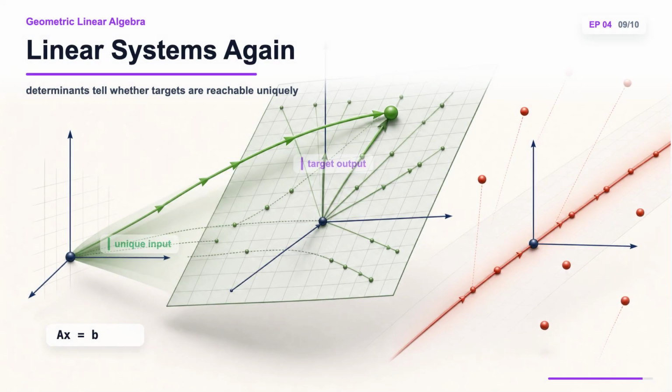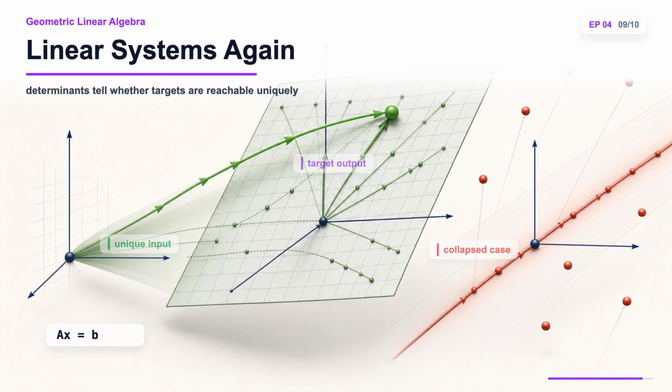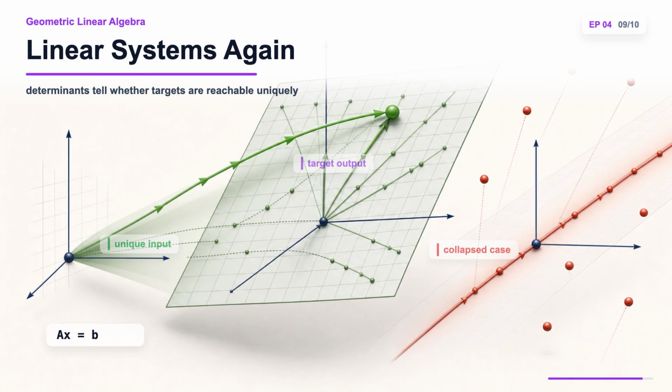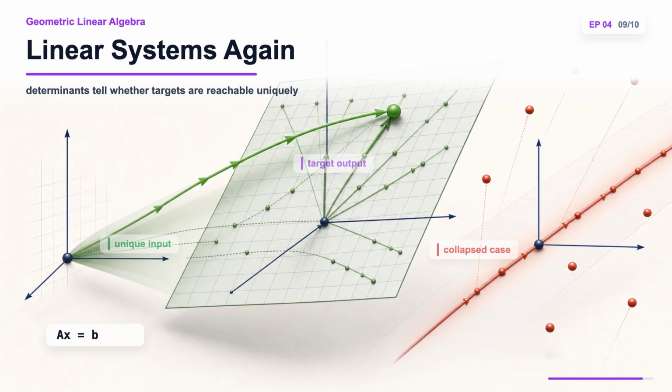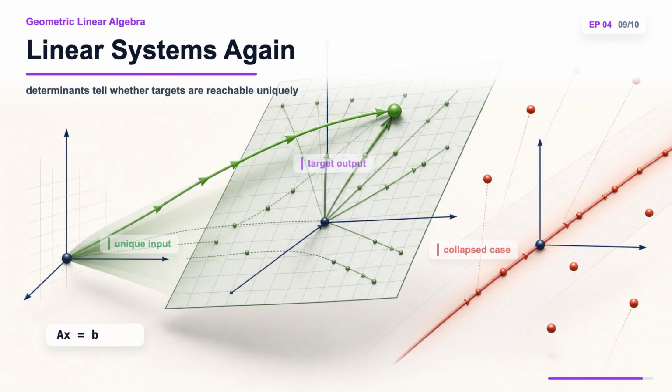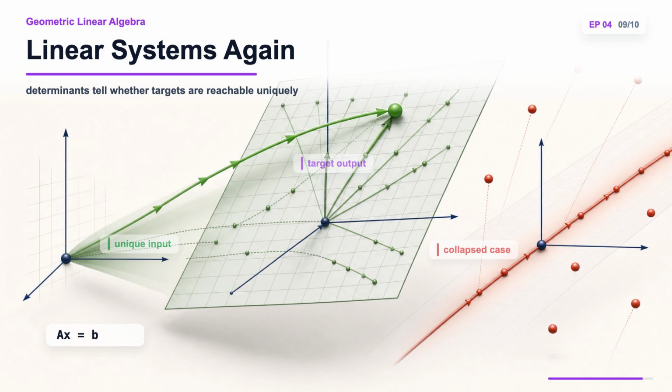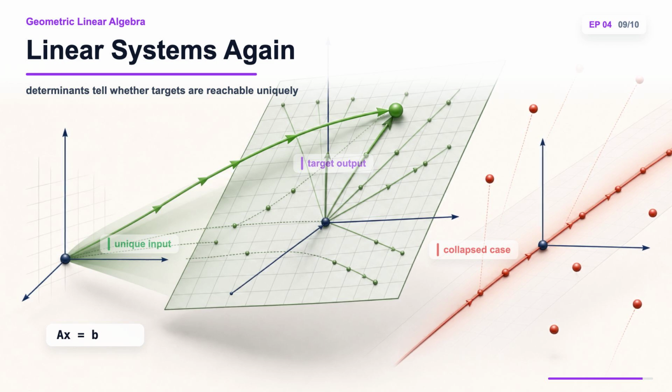Now return to the equation Ax equals b. If the determinant of A is non-zero, the transformation does not collapse space. Every output target has exactly one input that reaches it. But if the determinant is 0, the output space has been flattened. Some targets are no longer reachable at all. Other targets may be reached by many different inputs. That is why determinants appear in discussions of whether a linear system has a unique solution.